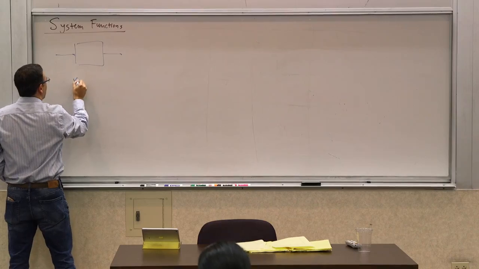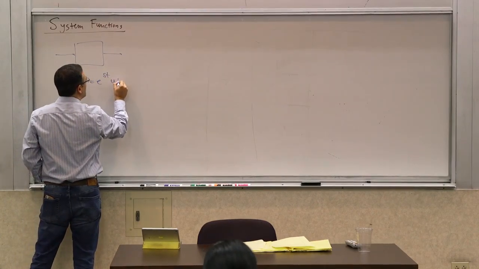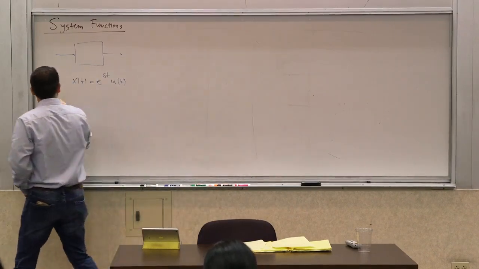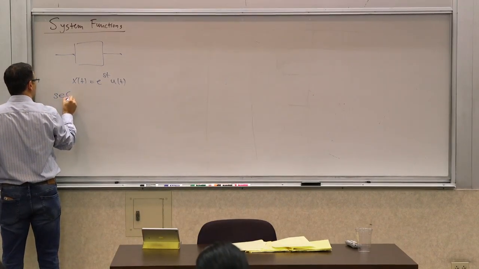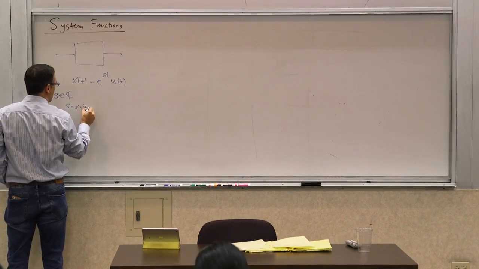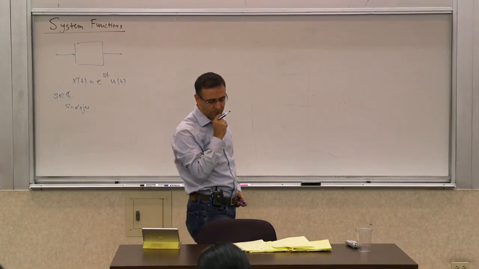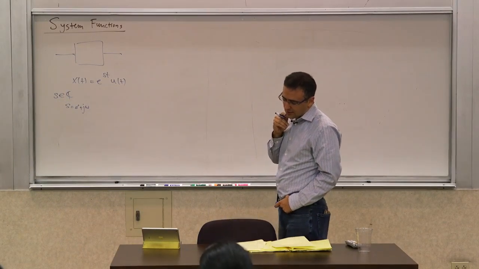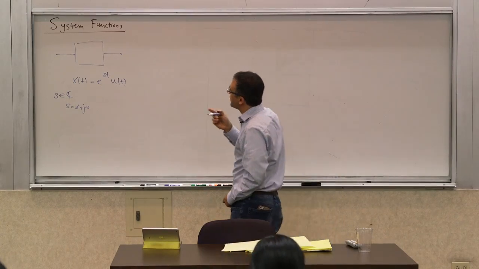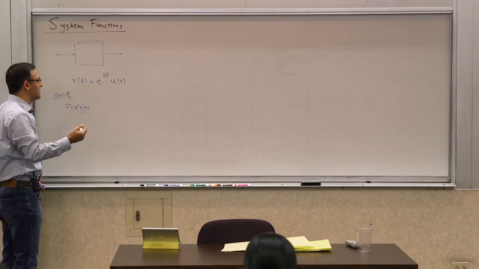So let's say your input x of t is e to the st u of t, where s is a complex number, and you can write it as sigma plus j omega, where sigma and omega are the real and imaginary parts. Right? So let's say you start with a system like that, and you hit it with an input of e to the st, which is complex.